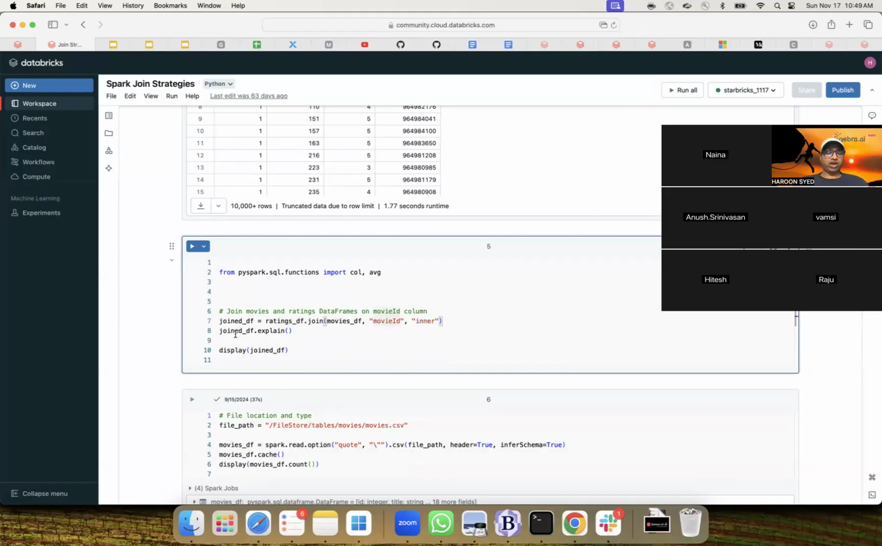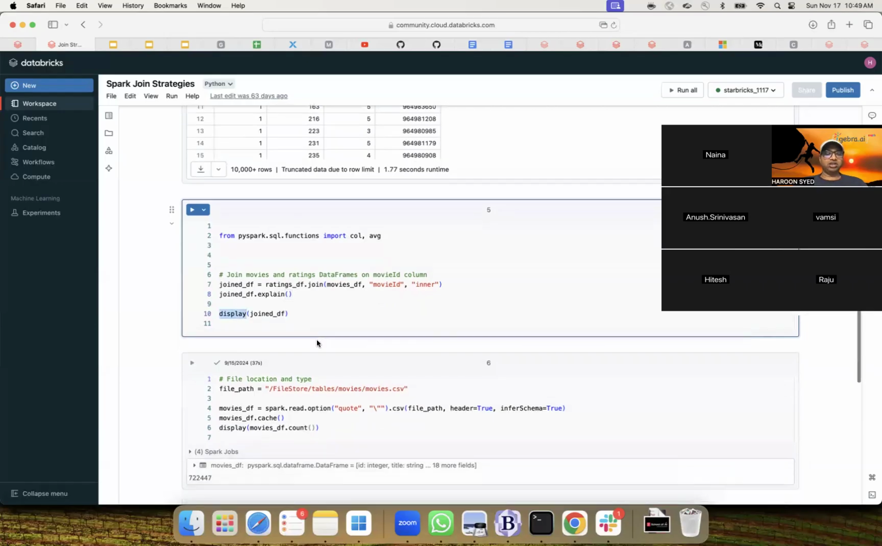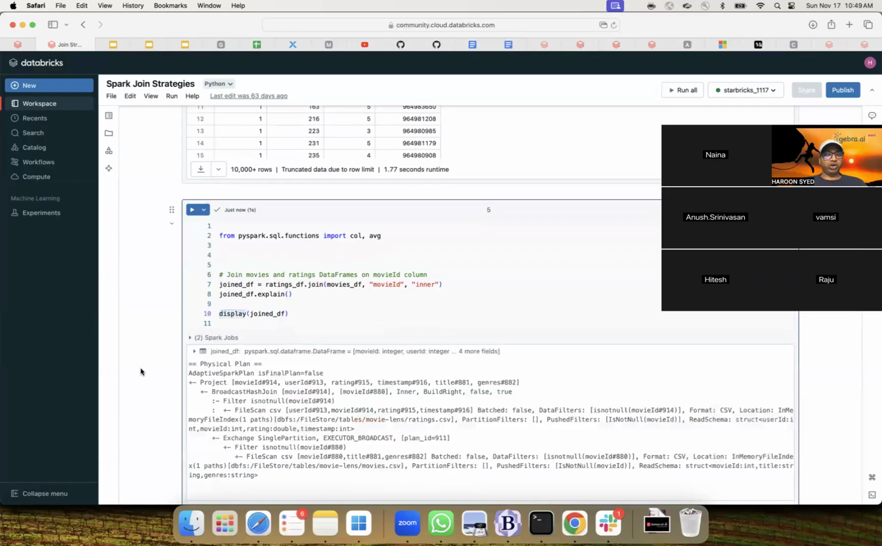Once I join, I am asking for explain plan. I think people who have worked on SQL already know what explain plan is. Whenever you write a SQL query, you do an explain plan to see what the cost is. Is it doing a full table scan? Is it using indexes or not? Are joins correct or not? All of that you used to verify using explain plan. The same explain plan you can do on the data frame, and I have to do an action to execute all of this. So I run the join and do explain plan.